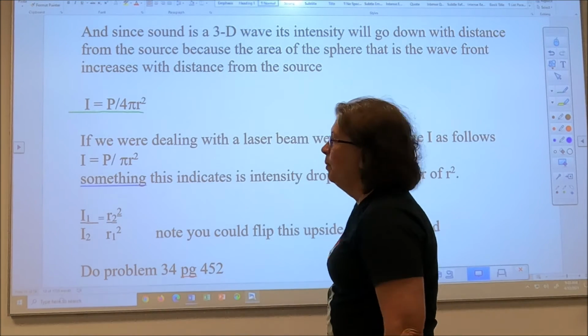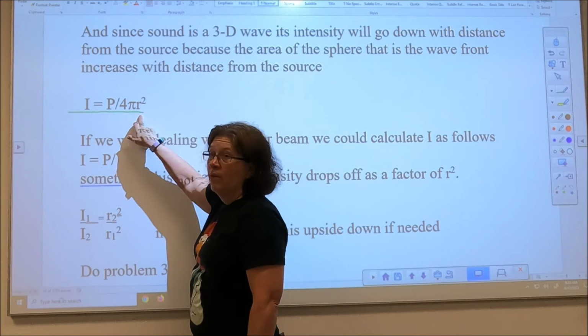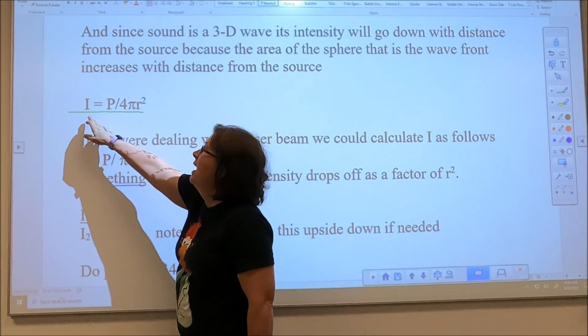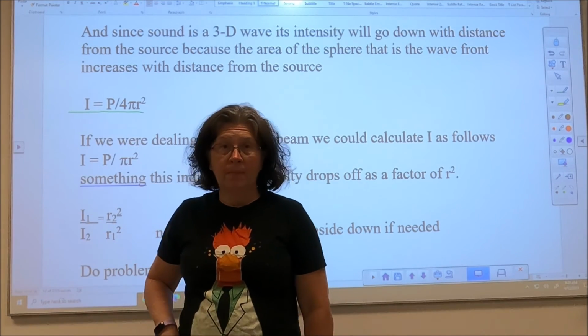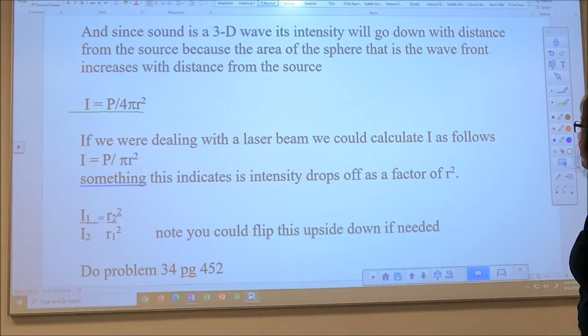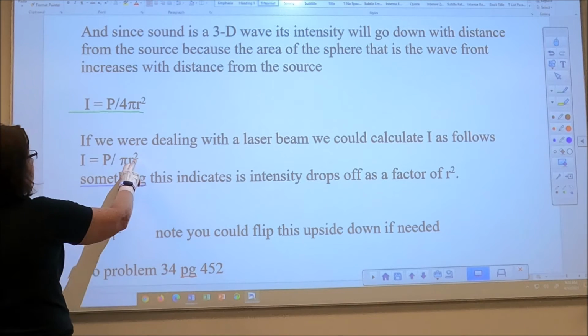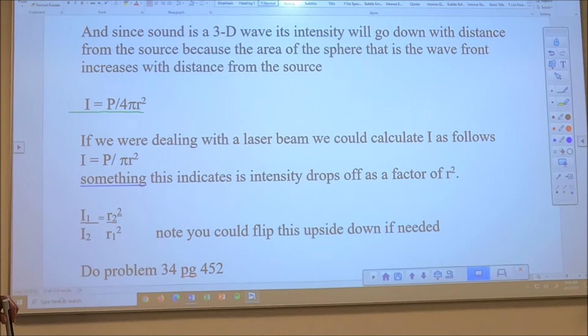The intensity, I, is P divided by 4 pi r squared. So if you know the distance you are from the source of the wave, you can calculate its intensity, if you know the power at the original location. Now, if we're dealing with a laser beam, we calculate I as P over pi r squared, because remember, a laser doesn't spread out like other waves.